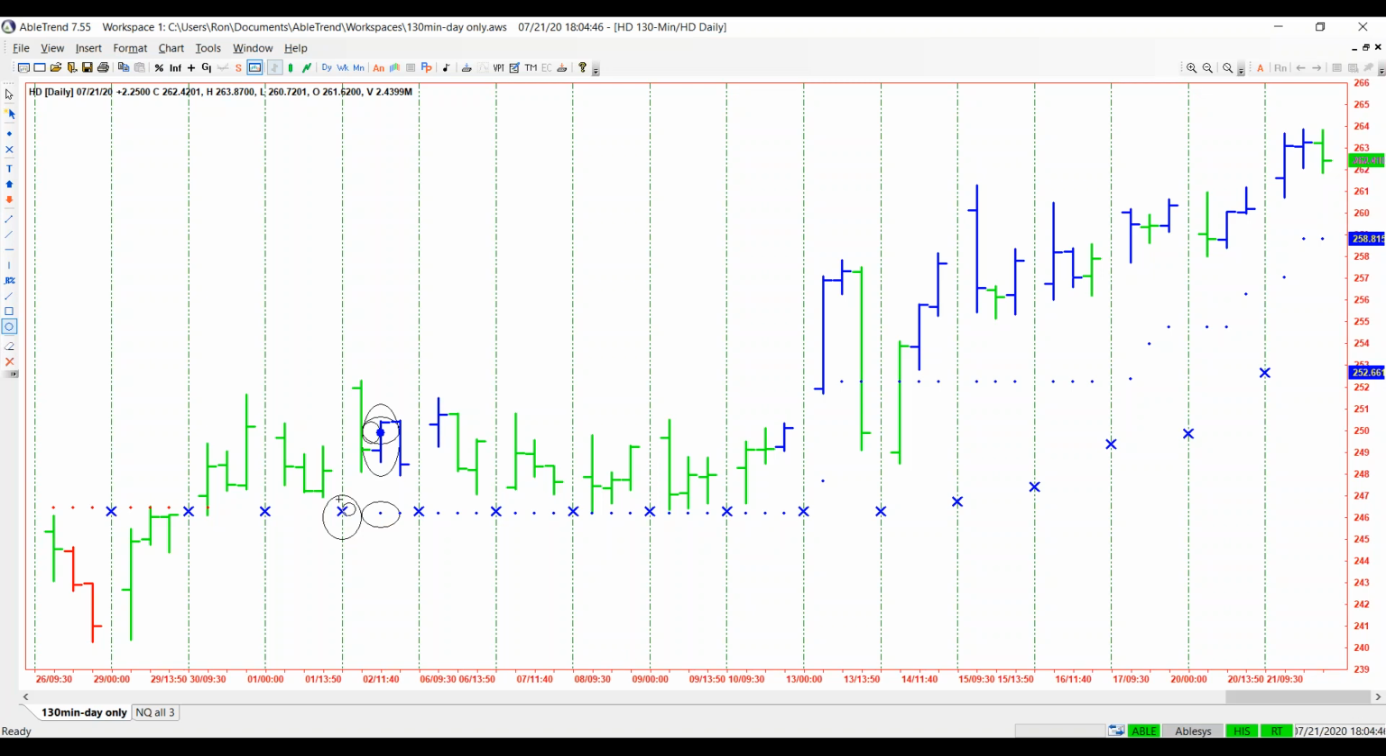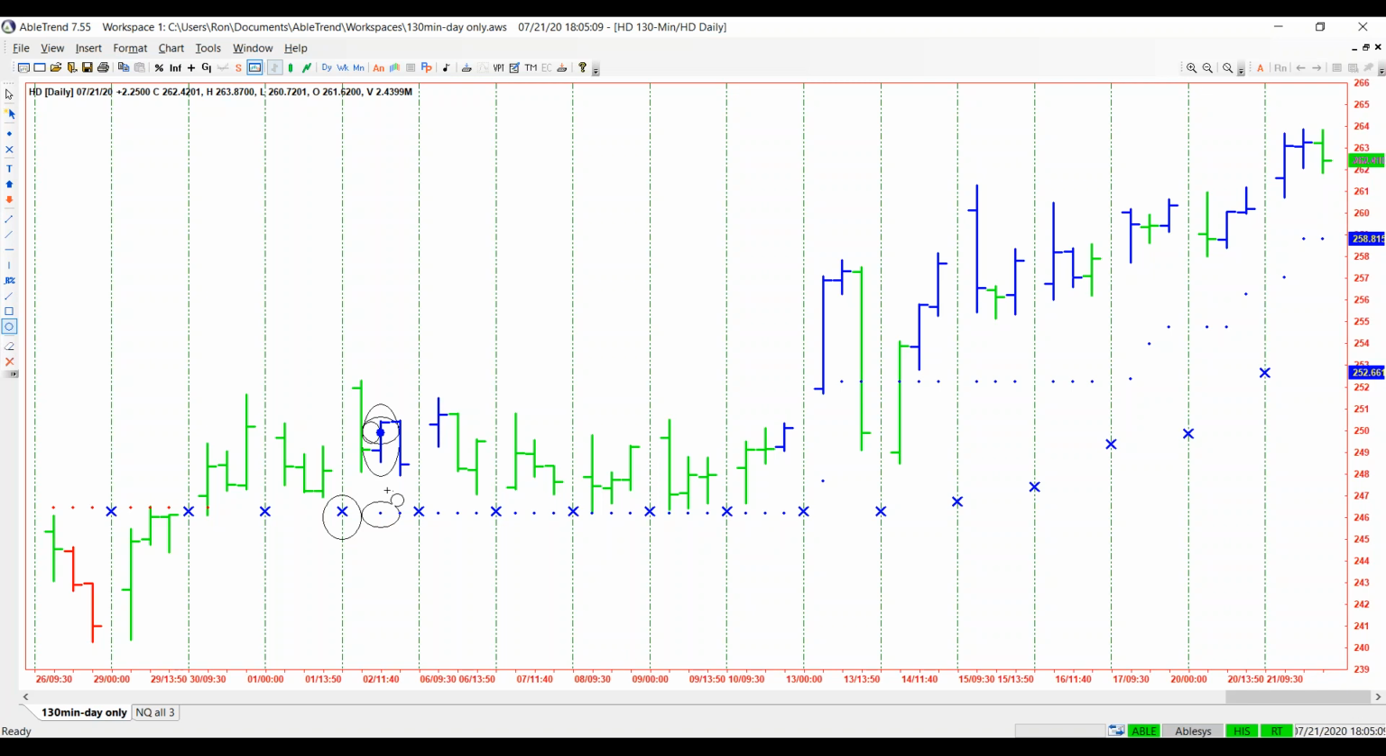The colors just have to be the same. It's quite simple. We've got a small blue dot, meaning the 130-minute, the 2-hour chart, is a buy signal. It's blue. And we've got the first blue price bar. Triple confirmation. Agreement with all the algorithms, all the time frames. That's a good time to buy it.